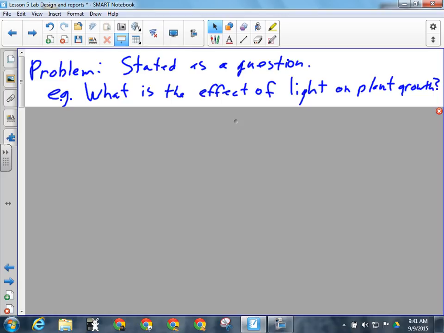The last kind of variable are the controlled variables. And oddly enough, I think those are the most important ones, because they're the ones that can make a lab invalid if they're not controlled. That's why they're called controlled variables. They are the things within the environment that could affect your experiment if you don't keep them constant. So, manipulated variable.